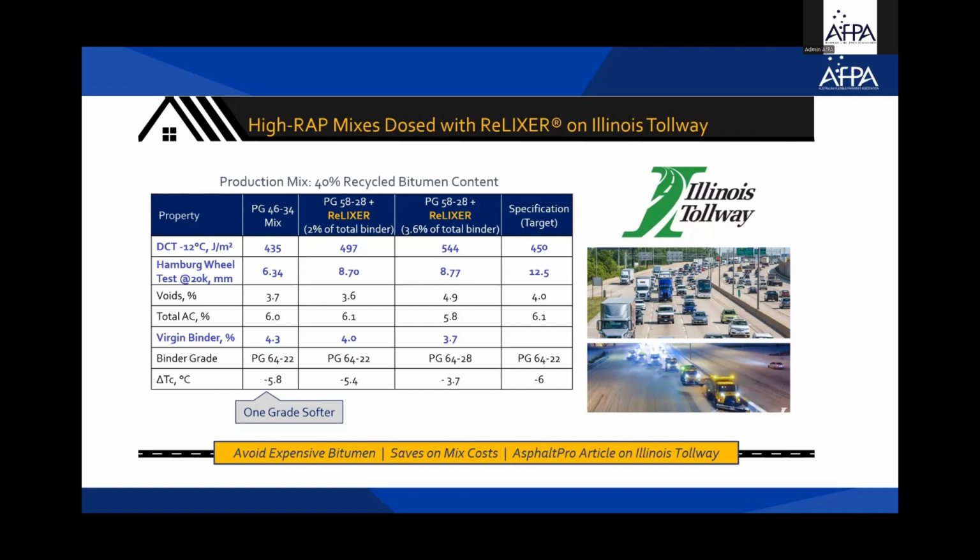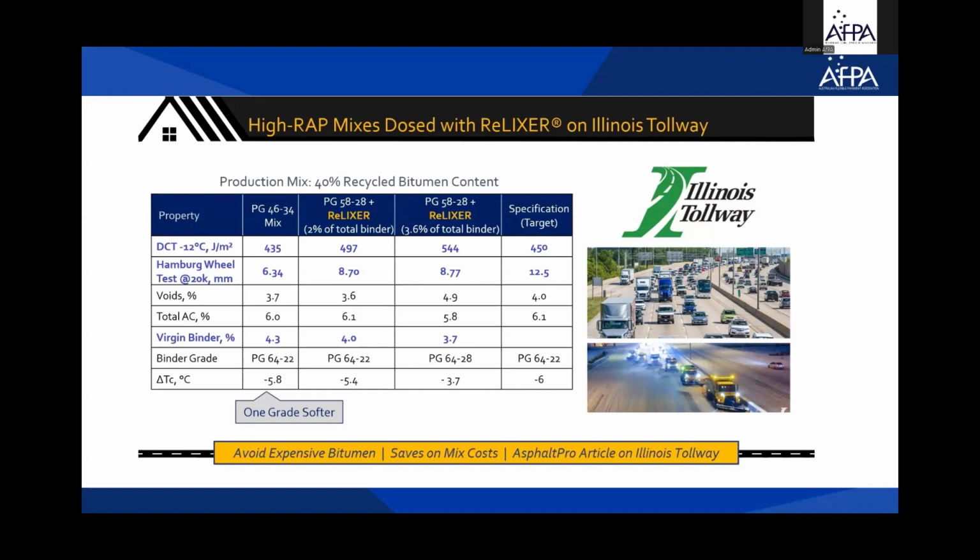A couple of different test cases. One mix was treated with one grade softer bitumen. The other mix used the regular grade of bitumen, but 2% by weight of Relixer. Standard balanced mix design, you're trying to balance out competing properties: crack resistance, fracture resistance versus rutting resistance. How hard is your mix versus how soft is your mix?